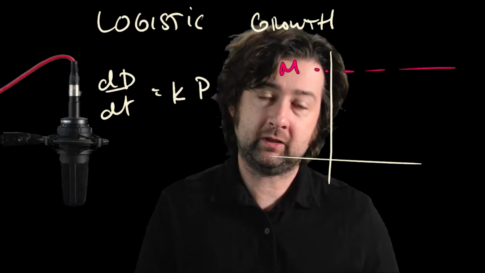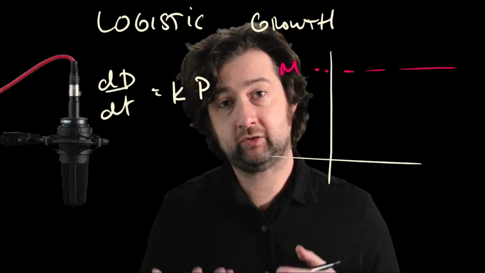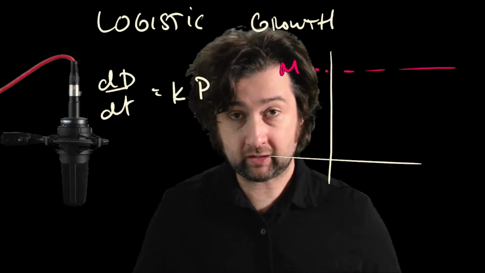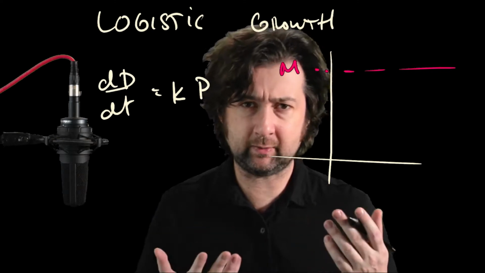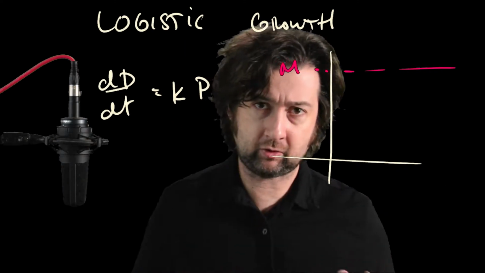A phenomenon that's been observed in nature is that populations tend to asymptotically approach a limit called a carrying capacity. And you shouldn't think of it as a limit. It's not a hard limit. Populations can go over. But the way that populations grow looks like this.